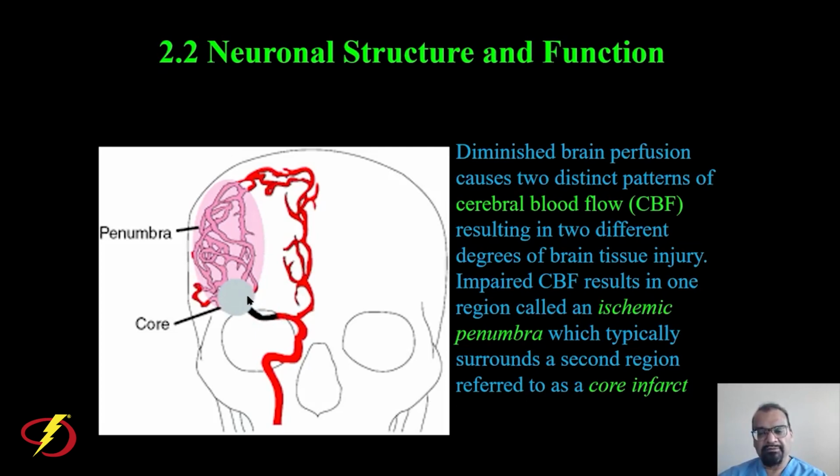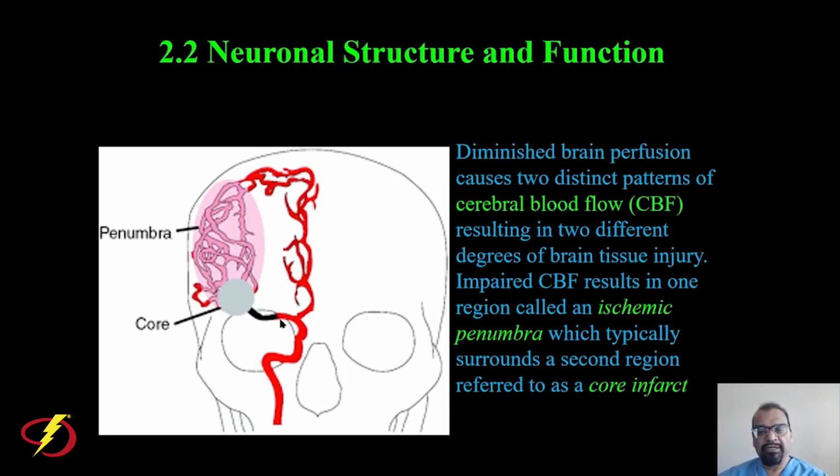There's a clot here, okay? So this clot, this black line here, cannot supply blood flow. Because of this clot, this vessel cannot supply blood flow to this area of the brain. Because there's no blood flow going to this area of the brain, this is called a core infarct. It's irreparably damaged brain tissue.